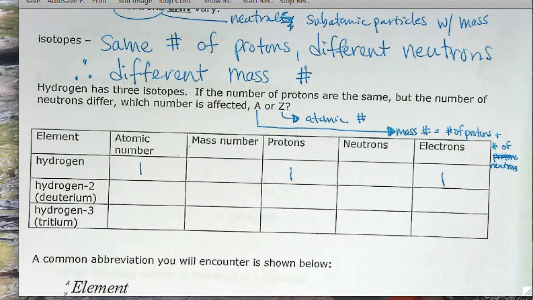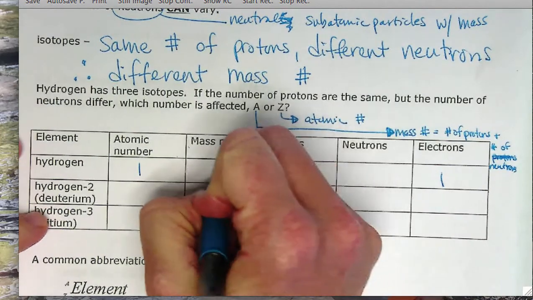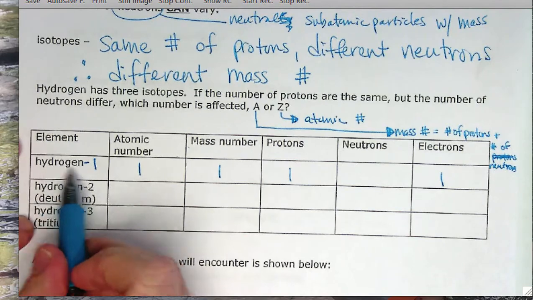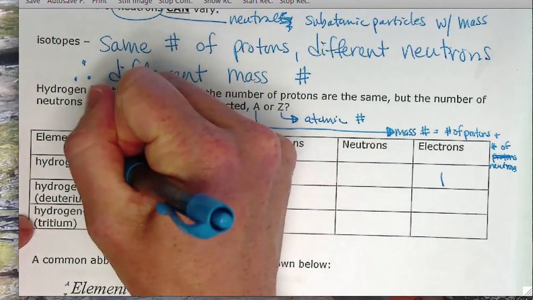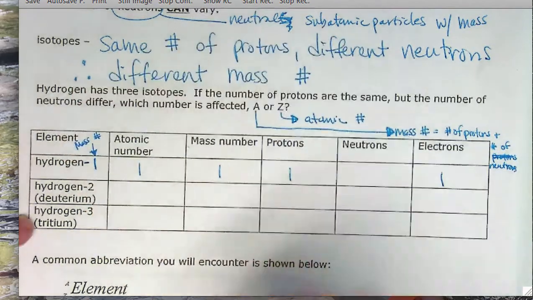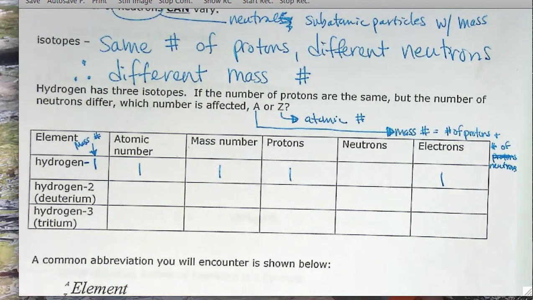Okay, so I'm going to give you this mass number. The mass number for this one is 1, for this isotope. Sometimes you'll see isotope names written hydrogen 1. That 1 is referring to the mass number. And the mass number, remember, of our subatomic particles, the protons and the neutrons are what have mass. The electrons are negligible.